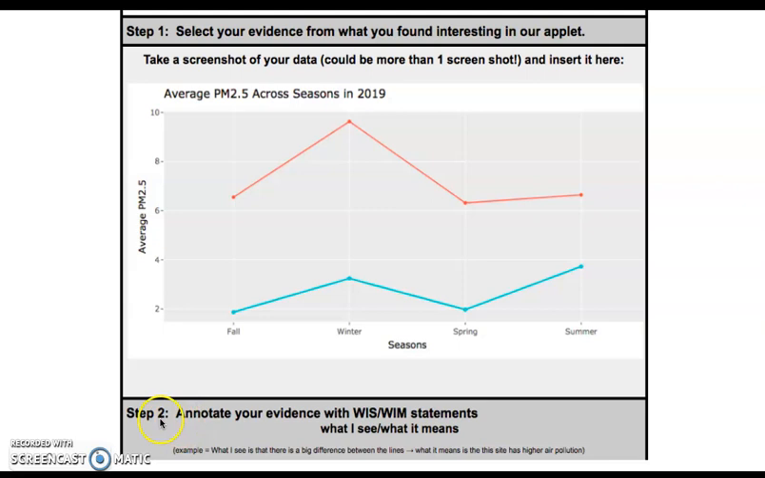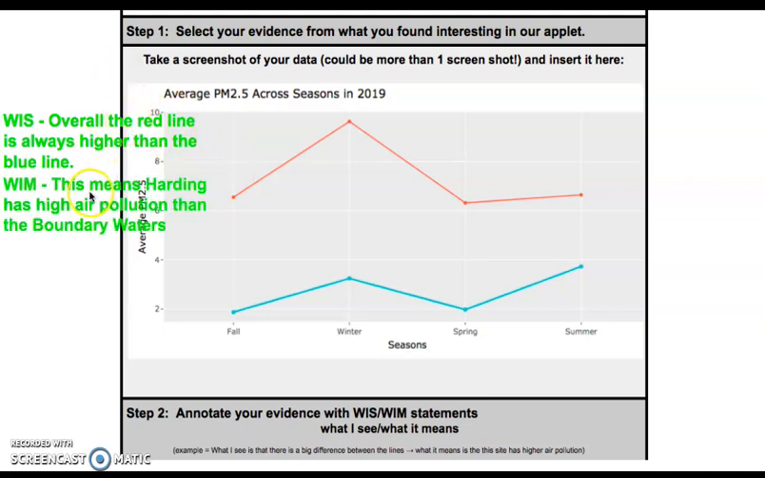Then we go to our second step, which says annotate your evidence with WIS-WIM statements. That's what I see and what it means. I'm going to start out with my overall what I see. Overall, the red line is always higher than the blue line. You can add this in on your evidence document. You can add in annotation, you can write right on top of it. And what that means is that Harding has higher air pollution, well, it should be er, higher air pollution than the Boundary Waters. So overall, Harding is higher than the Boundary Waters.